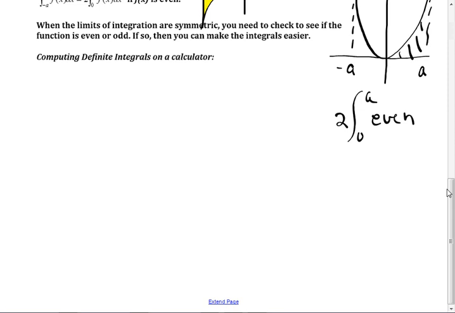Ask. So if it's odd, the integral of an odd function with symmetric limits, as these are called, is going to give you 0. If it's an even function, just start at 0 and go to a, and then double it. Okay, one last thing.